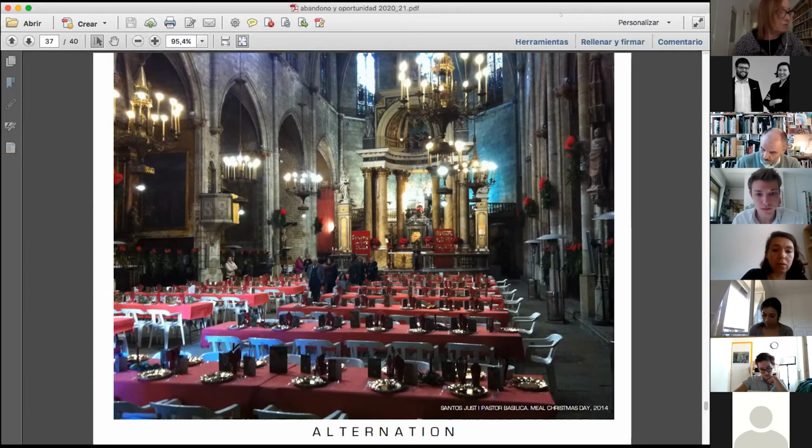Gothic naves that are periodically transformed into community dining rooms, such as the Gothic Church of Saints Just i Pastor that every year in Barcelona removes its benches to install long tables exquisitely arranged to accommodate hundreds of people without resources and celebrate a great meal on Christmas day.